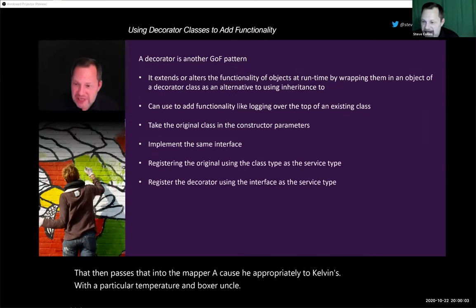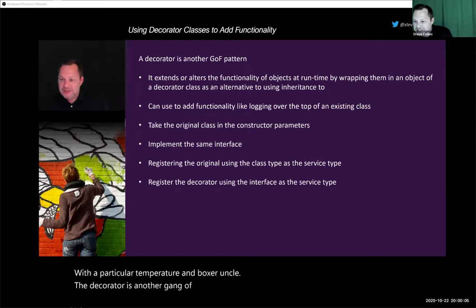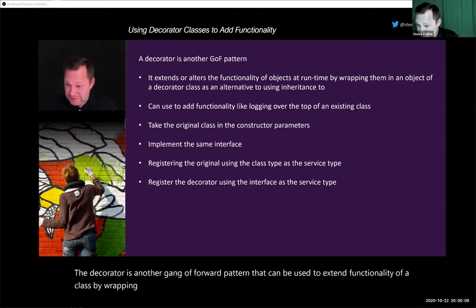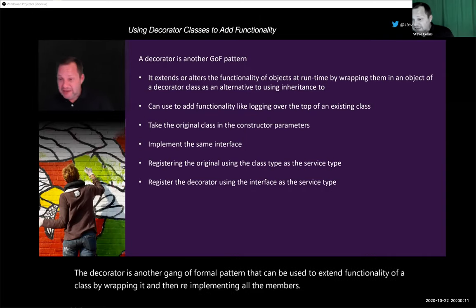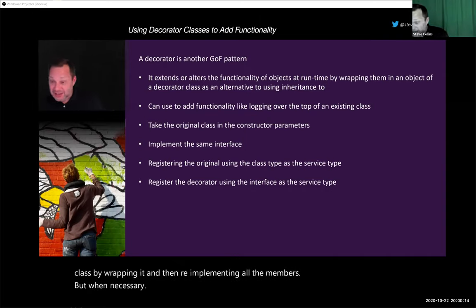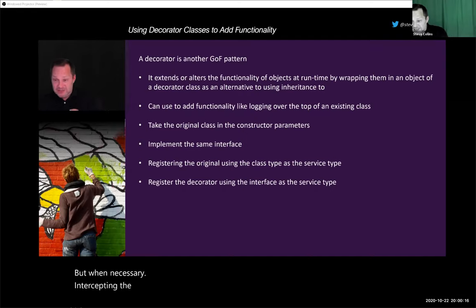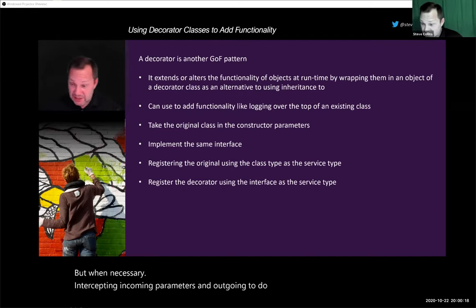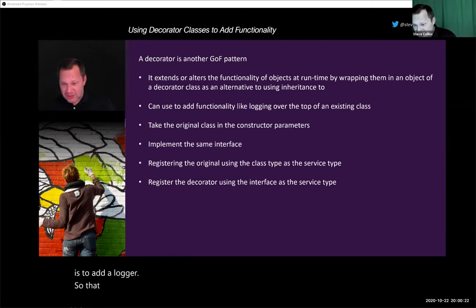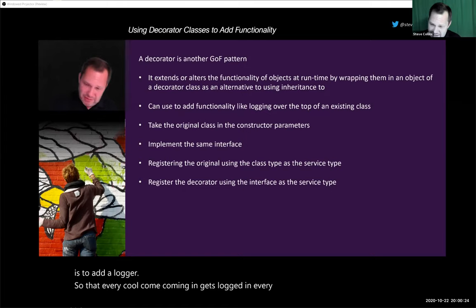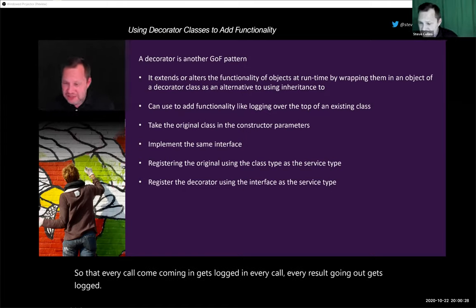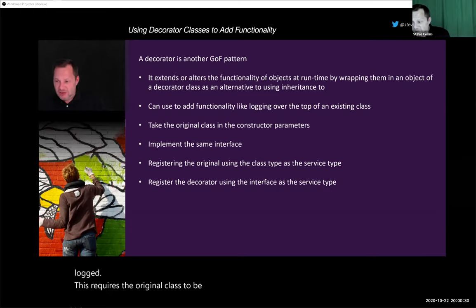The decorator is another Gang of Four pattern that can be used to extend the functionality of a class by wrapping it and then re-implementing all the members, but where necessary, intercepting the incoming and outgoing parameters to do something. A common example of this is to add a logger so that every call coming in gets logged and every result going out gets logged. This requires the original class to be injected into the decorator along with, in this case, the logger.